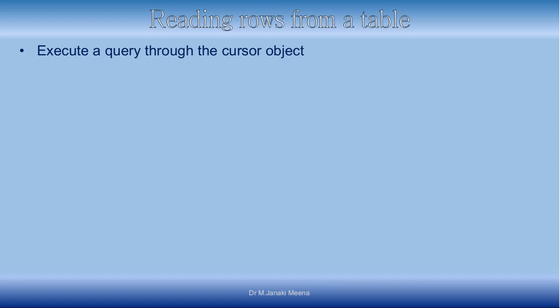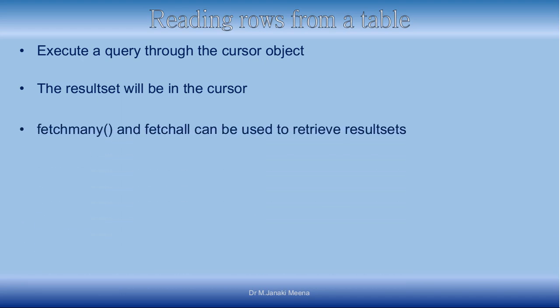R means retrieving. How do we read the rows from the table? We do the same thing: we execute the query through the cursor object, and the cursor object will now have a result set when something is returned. In the previous operations, creating a database, creating a table, or inserting a row, nothing was returned. But now we are going to retrieve, which means something will be returned by the command. That will be stored in the result set, and from the result set you have to fetch it.